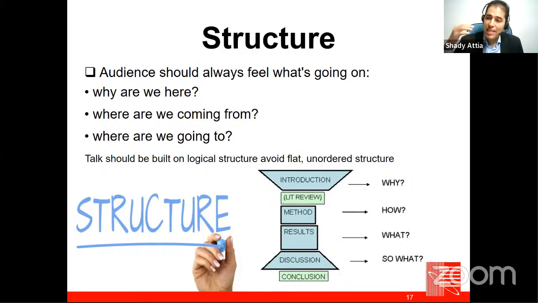By following this IMRED structure of introduction, literature review, method, results, discussion, and conclusion, you make it always easy for others to go through your work and assess it, and then you will respect a sequential logic that makes the paper easier to read.